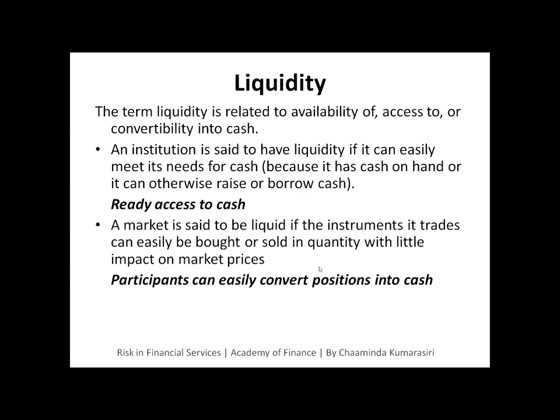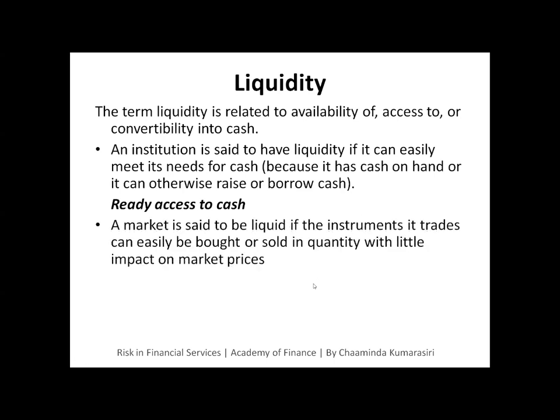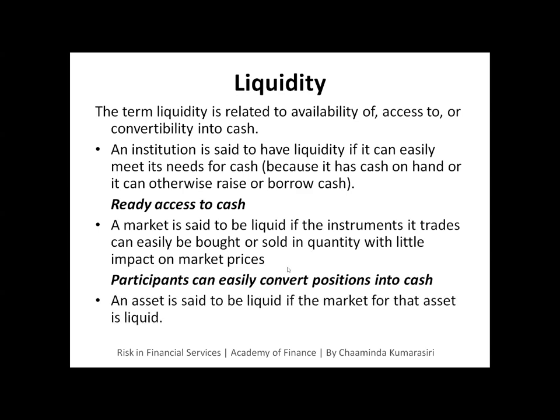Now you can see the first one: an institution is said to have liquidity if it can easily meet its needs, right? You have access to cash and convertibility into cash. And when it comes to an asset, it goes beyond the cash, it's also the ability to convert. That means the ability to sell that in the market. There are enough buyers and sellers in the market, and there is the right price, so that you can convert that into cash without a problem.